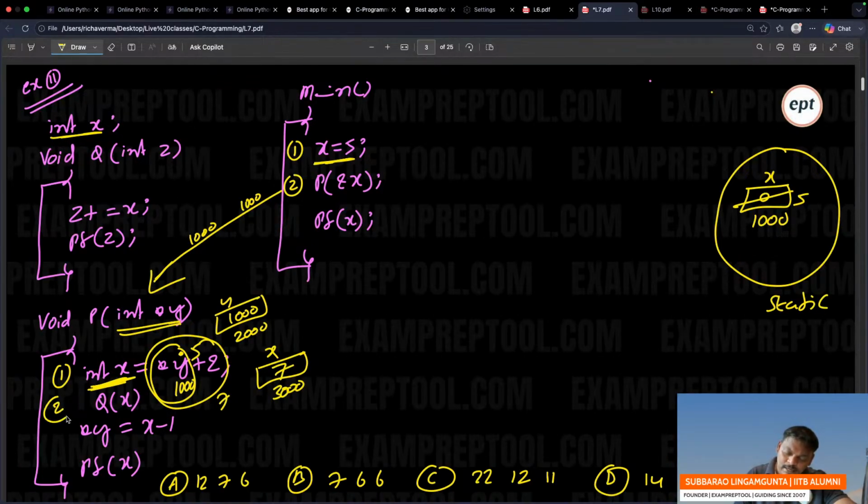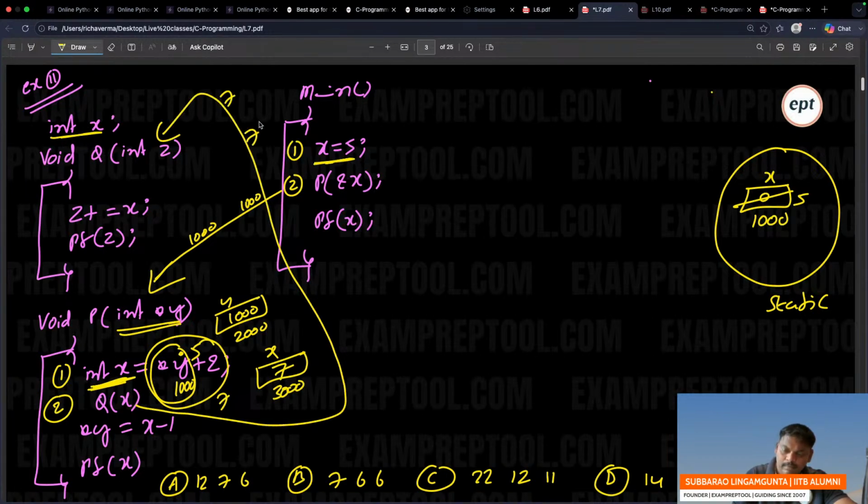Can you see the second line? Q of x. X value 7. 7 will go like this. Now int z. Z is created, address may be 4000, 7 is stored inside. Now see this one: z plus equal to x. One more important thing, here also x is not there. Scope problem, static scoping, global variable.